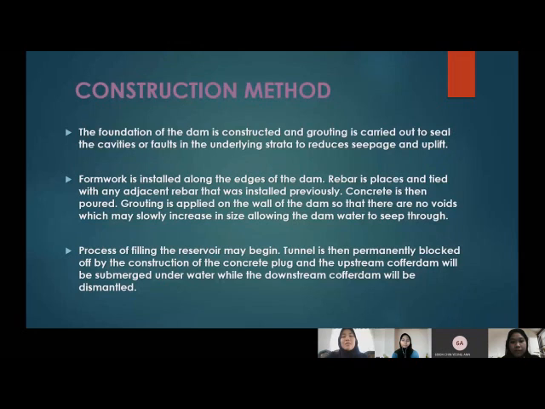For Klongan Dam, the dam is constructed at a height of 36.9 meters with a crest elevation of 97.87 meters, a crest length of 138.72 meters, and a crest thickness of 3.66 meters. And lastly, the process of filling the reservoir begins. The tunnel is permanently blocked off by constructing a concrete plug, and the upstream cofferdam will be submerged underwater, while the downstream cofferdam will be dismantled.